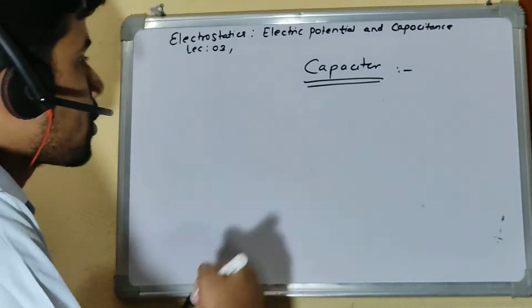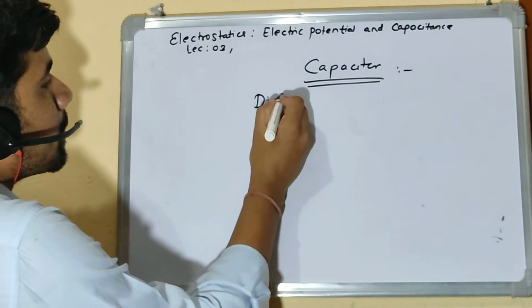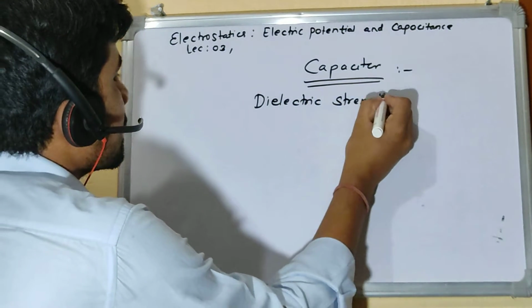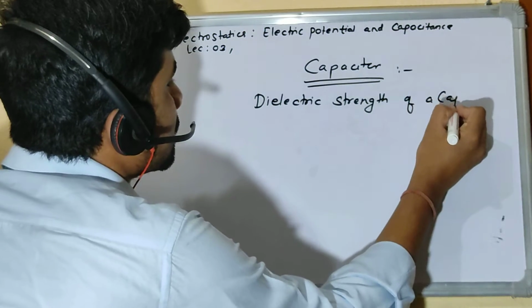So as we discussed, now the topic is dielectric breakdown, or basically the dielectric strength of a capacitor.